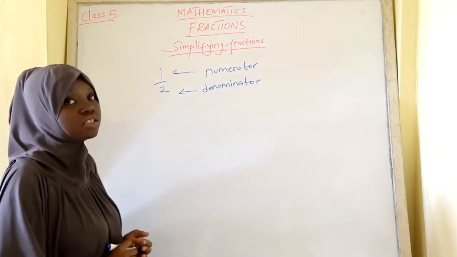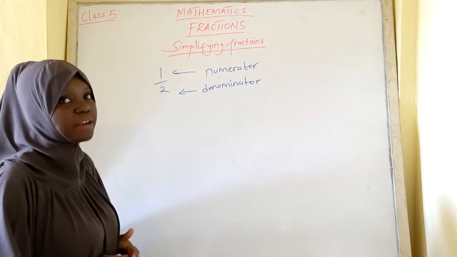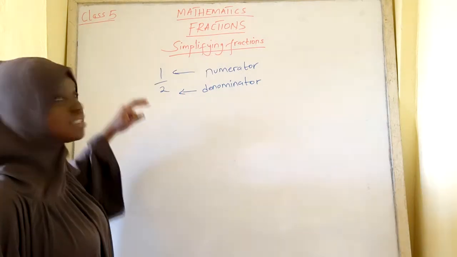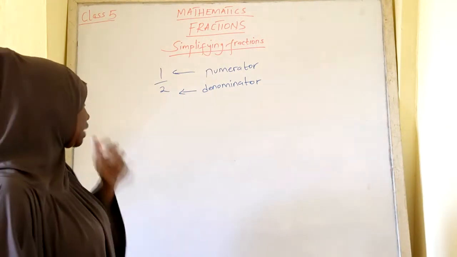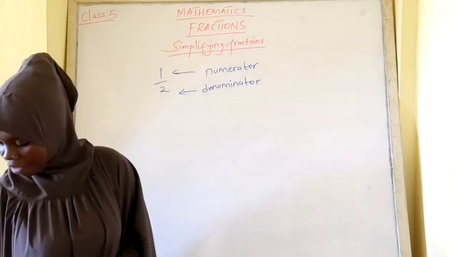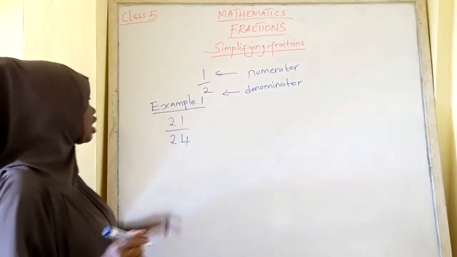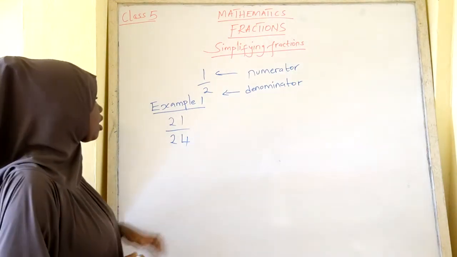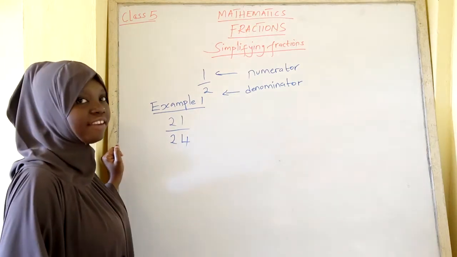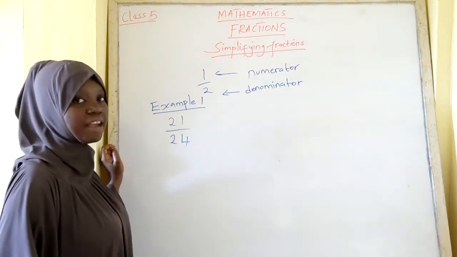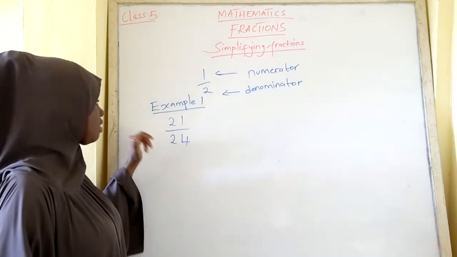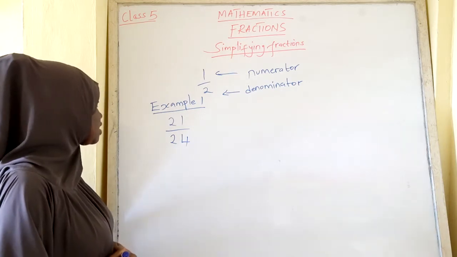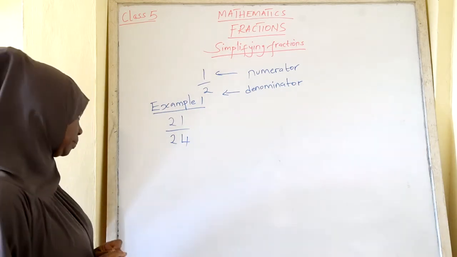To simplify means to divide the top and the bottom number by the highest number that can divide both numbers, that is both the upper number and the bottom number. So for our first example, we have been given the fraction 21 out of 24. Before we start simplifying, we are going to look at the common divisor. Common divisor means a common number that can divide both the top and the bottom number. So 21 and 24, the common divisor of these two numbers is 3.